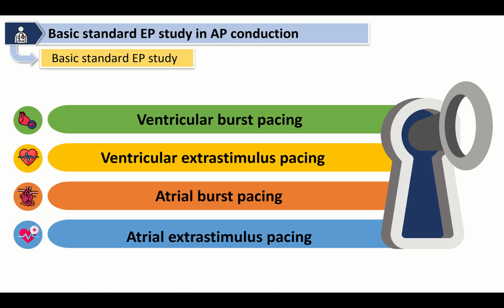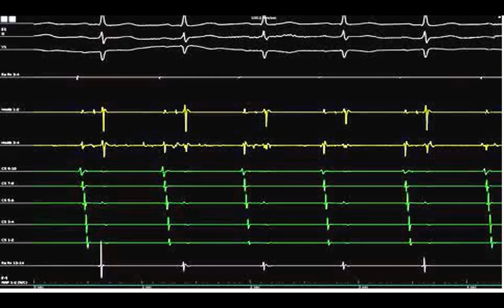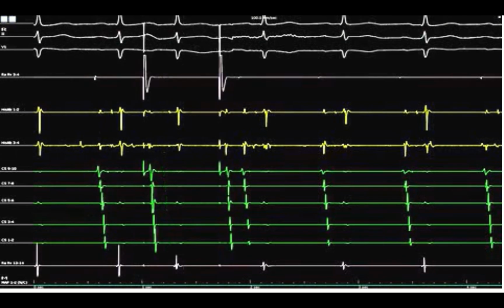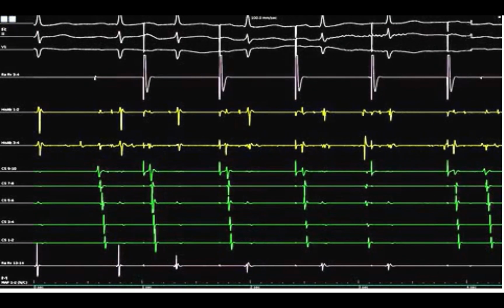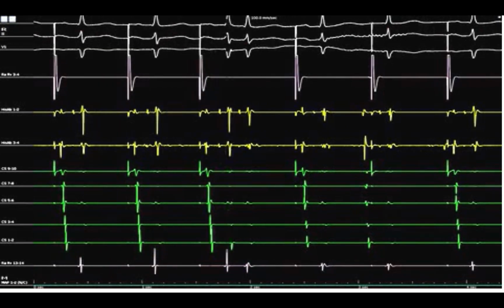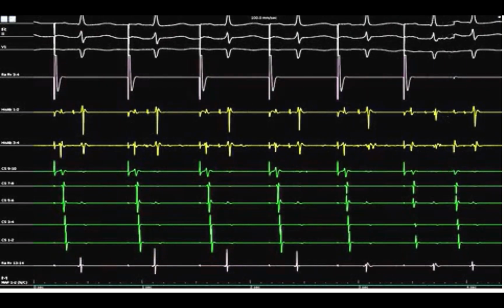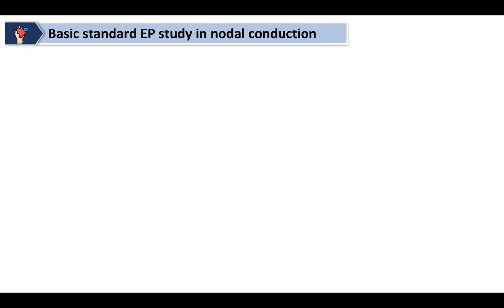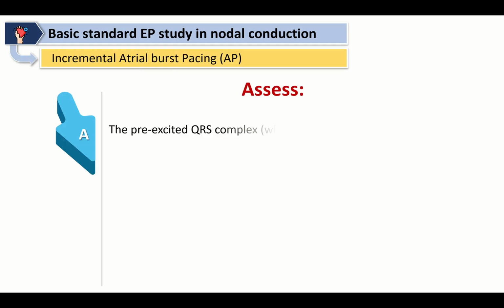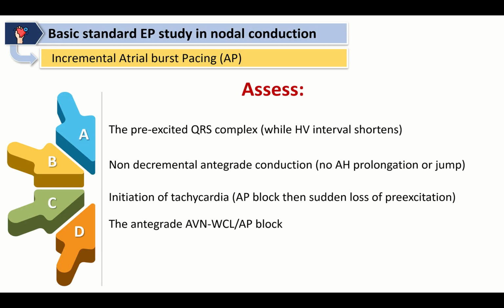Now let's go to the next, atrial burst pacing in the accessory pathway. Let's go for atrial pacing. We will give a train of S1 from the high right atrium and give S2 at a shorter coupling interval and see how the accessory pathway behaves.